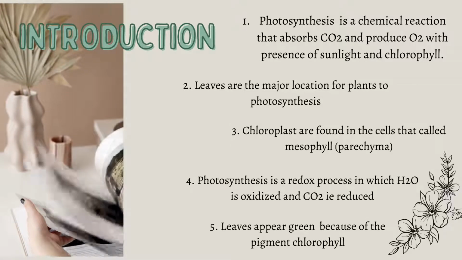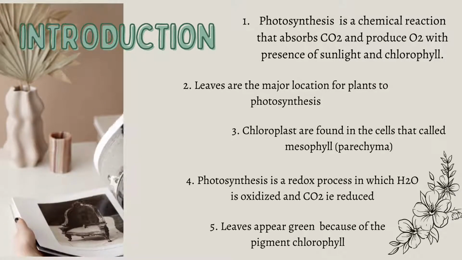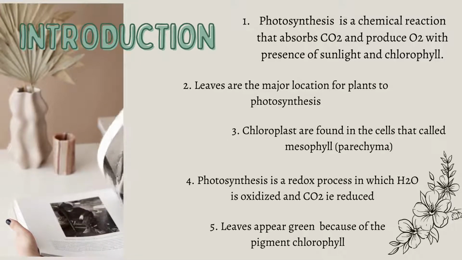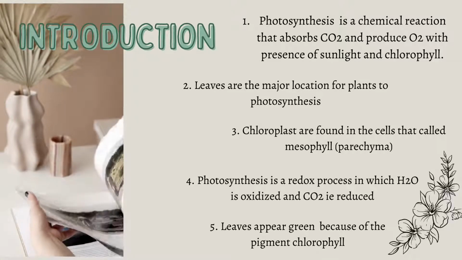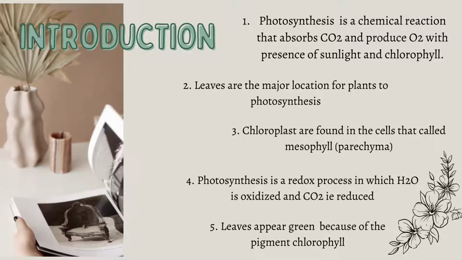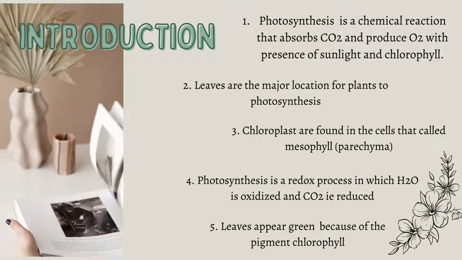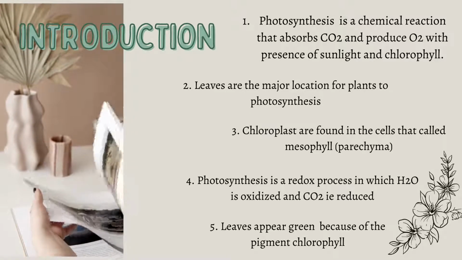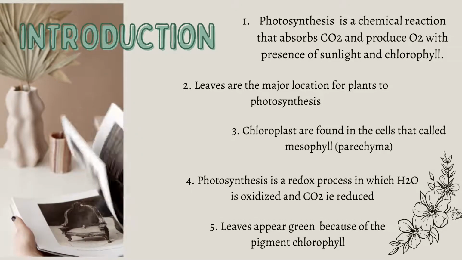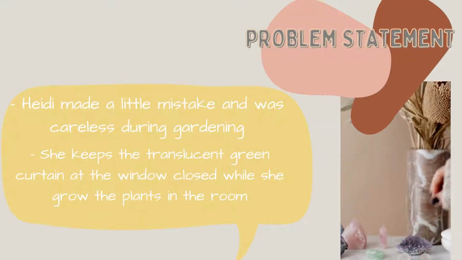Photosynthesis can also be defined as a redox process in which H2O is oxidized and CO2 is reduced. Chloroplasts split H2O into hydrogen and oxygen and incorporate the electrons of hydrogen into sugar molecules. Leaves appear green because of the pigment chlorophyll that is found in the thylakoid membranes of the chloroplast in the leaf.